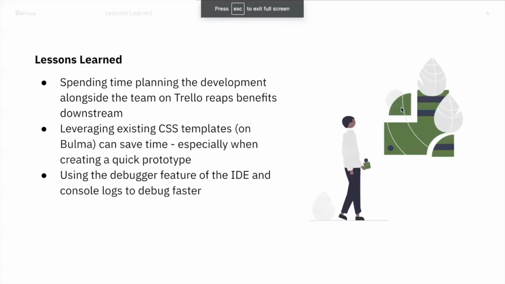And from there, our lessons learned. We learned that spending time planning the development with the team on Trello is really helpful, and it helped us organize our assignments. Leveraging existing CSS templates like Bulma really saved us time to create quick prototypes. And we learned a lot about debugging in the IDE, and we used console logs to debug faster. And yeah, that's it. Thank you.